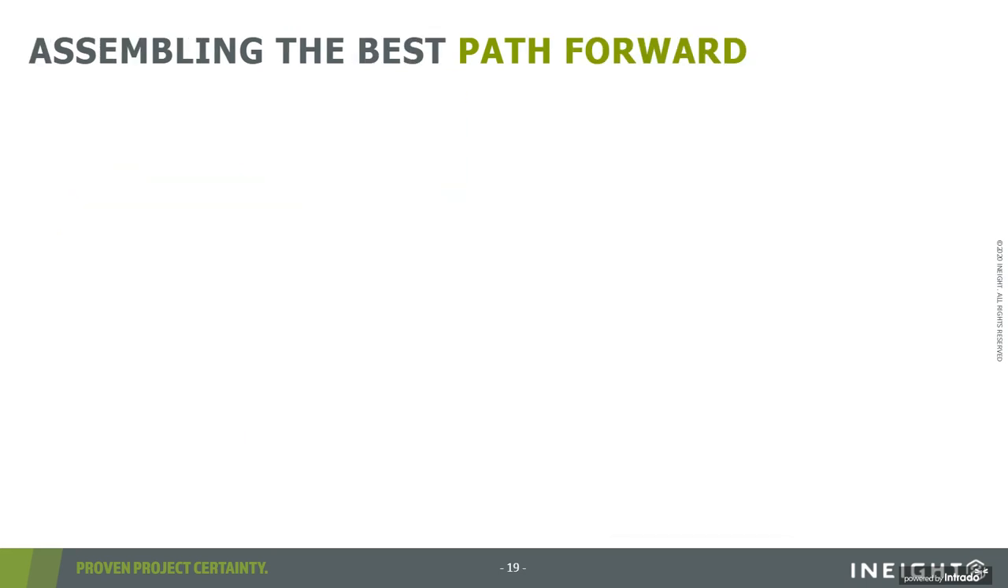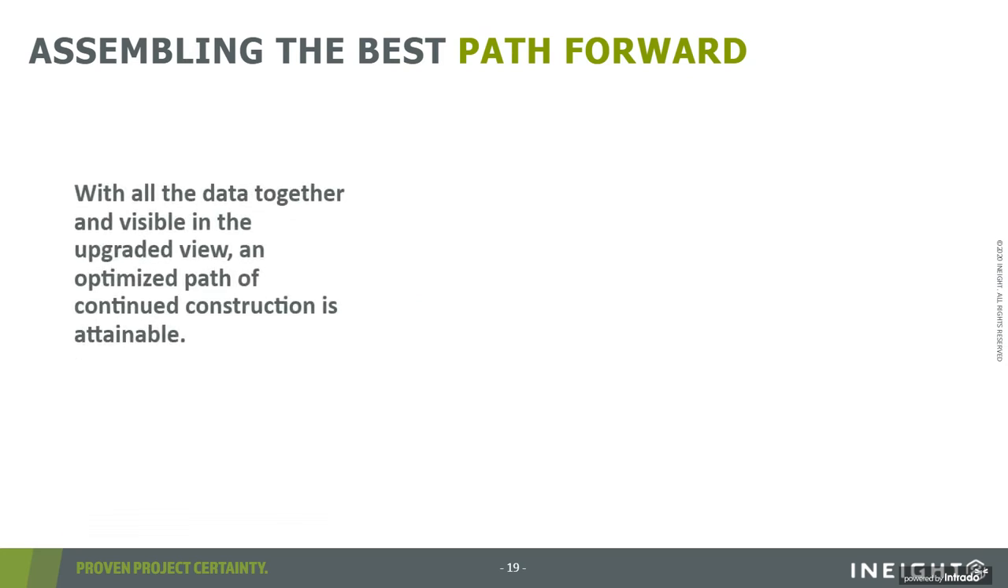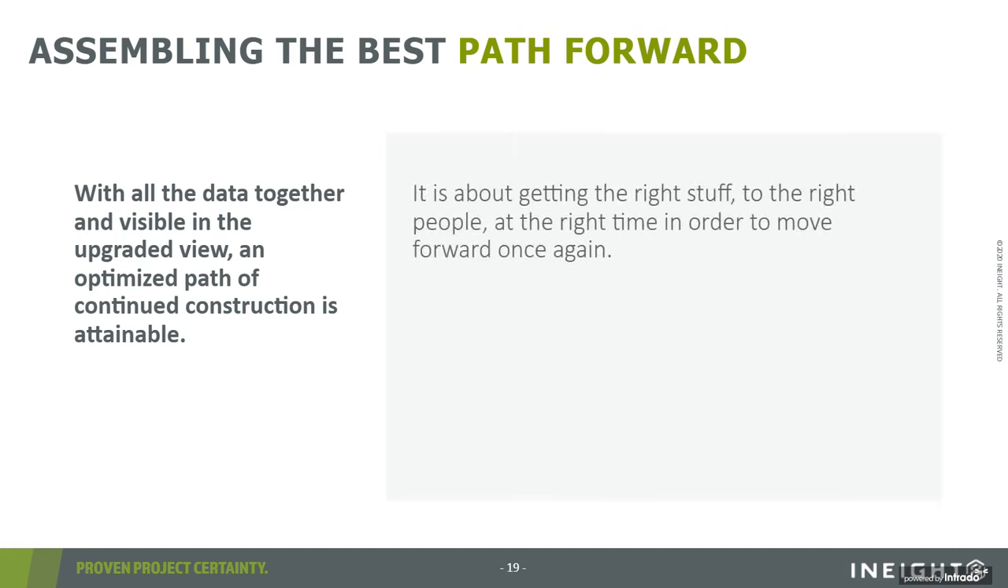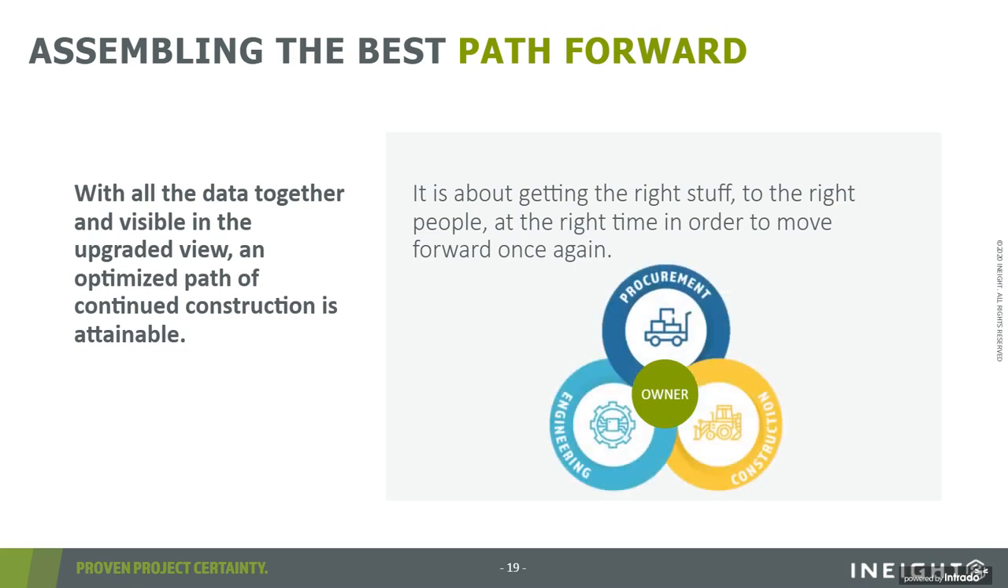At the end of the day, determining what is next and determining our best path to move forward can be optimized and can be attainable through data that is all visible together in this upgraded view. It's about getting the right stuff to the right people at the right time in order to move forward. If you, as the owners, are at the center of that puzzle, then everything else revolves around, intersects, and comes together at the owner.